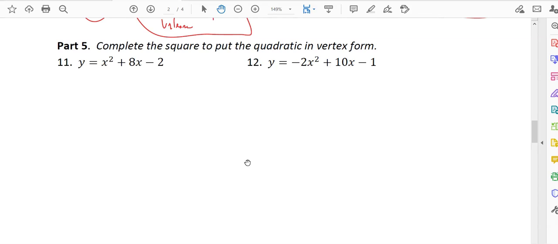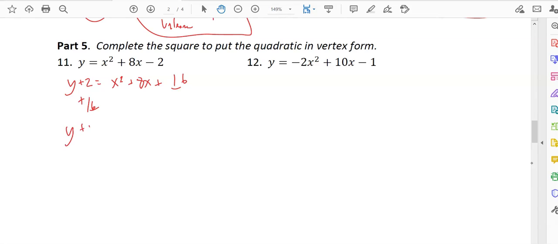Complete the square, so this is fun. This is just a little different version. We move the constant over first. You're going to add 2 to both sides. You get y plus 2 equals x squared plus 8x plus blank. We're going to add that same amount to both sides. Half of 8 is 4. 4 squared is 16, so we're going to add 16.